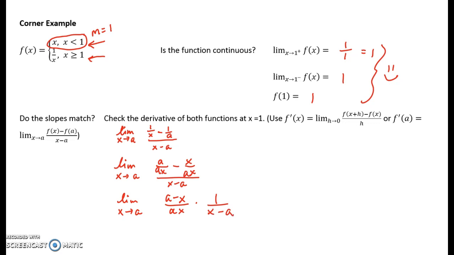And what I notice is that a minus x and x minus a are almost exactly the same thing, but they're not exactly the same thing, but I can make them the same by factoring out a negative 1. So I have the limit as x approaches a of negative 1 times x minus a, over ax times x minus a, and now my x minus a's can divide to make 1. And now I can plug in my limit, so I get negative 1 over a squared.